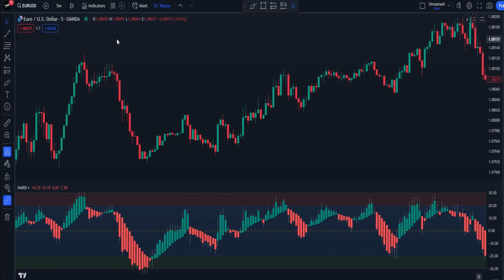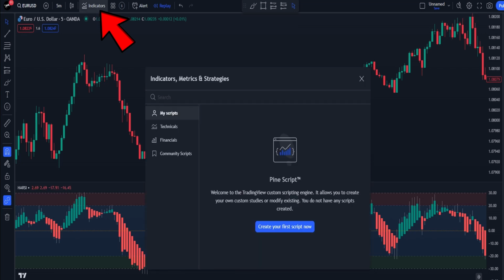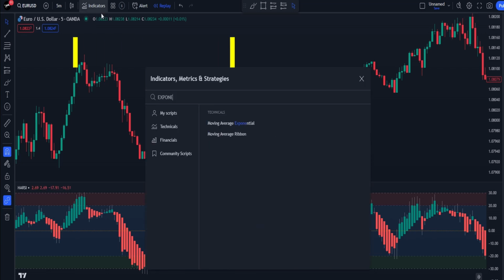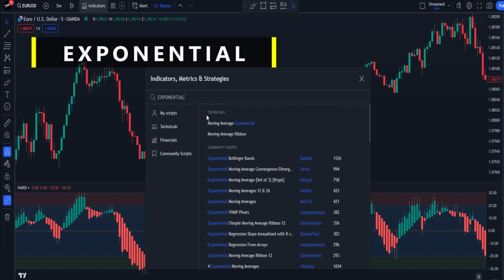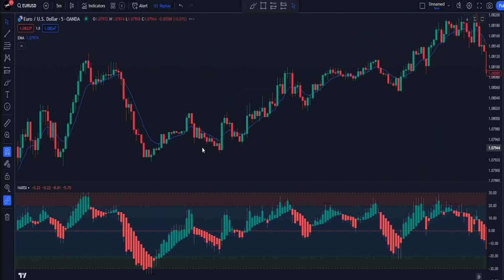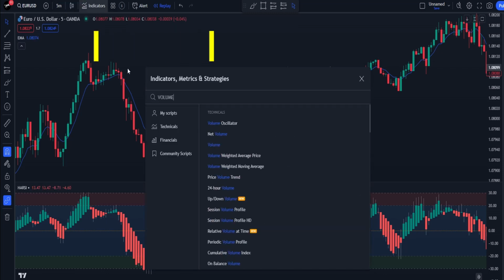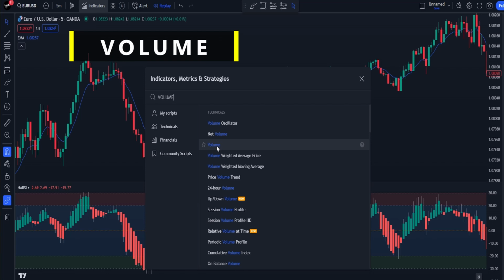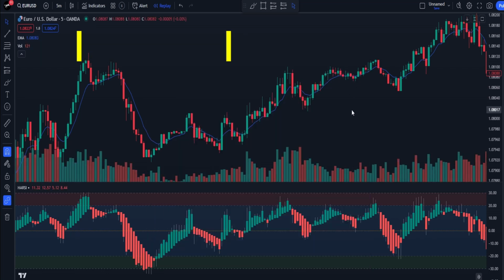The primary addition will be the exponential moving average, EMA. Navigating to the Indicator Search tab, locate the EMA indicator and select the one developed by TradingView. Integrate it into the chart. Following this, introduce the volume indicator to the chart. Search for the volume indicator and subsequently select the TradingView-made volume indicator to incorporate it into the chart.